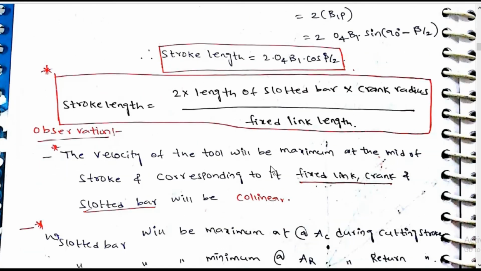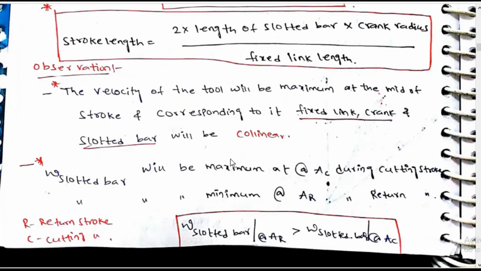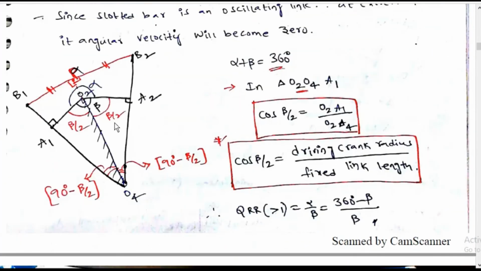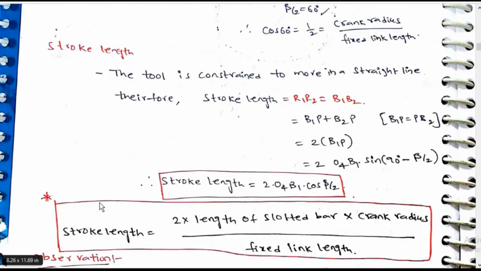Observation: the velocity of the tool will be maximum at the midpoint of the stroke, and corresponding to it, the fixed link, crank and slotted bar will be collinear at this point at O2.